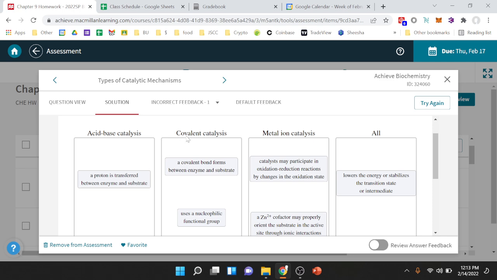Okay. Covalent catalyst, or covalent catalysis. A covalent bond forms between the enzyme and substrate. Well, that makes a lot of sense, that match. If we're forming a covalent bond, then we're probably forming covalent catalysis. Use of a nucleophilic functional group. What is the most common?